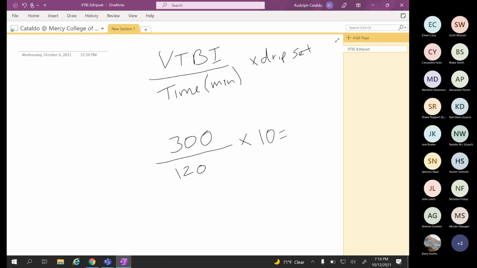So I would do 300 divided by 120. I need to use a calculator for that, which is 2.5 times 10 equals 25. So the answer would be 25 GTTS per minute, which means drops per minute.